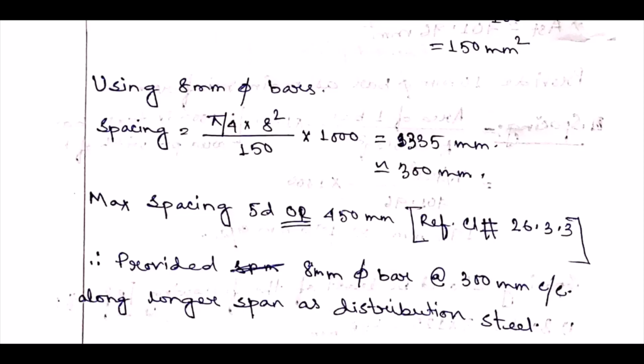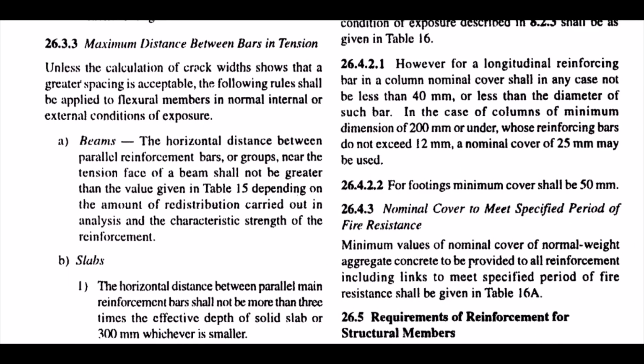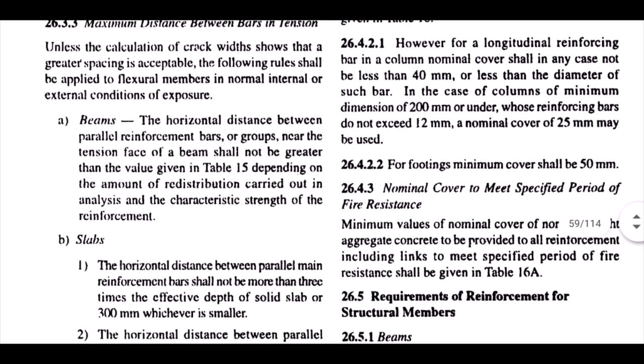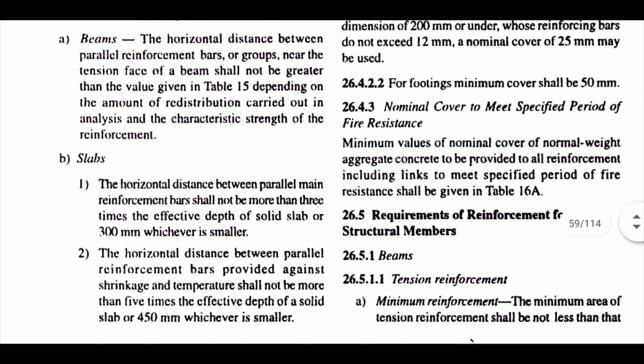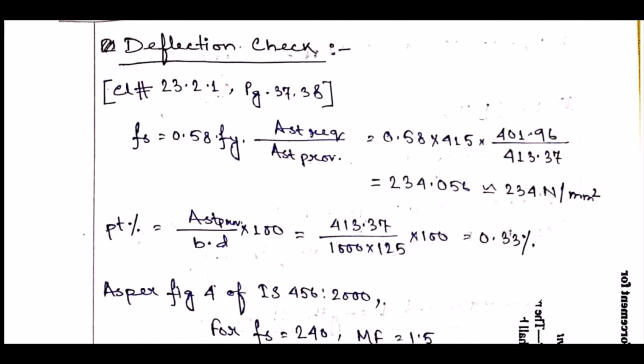So the distribution steel part is also complete, but check once the clause number 26.3.3 about the spacing consideration conditions. Look here, clause number 26.3.3, maximum distance of tension bar. For slabs, the horizontal distance between parallel reinforcement bars provided against shrinkage and temperature shall not be more than 5 times the effective depth of a solid slab or 450 mm, whichever is smaller. So our value is already less than that. We have provided the 300 mm spacing. So the design is almost complete.